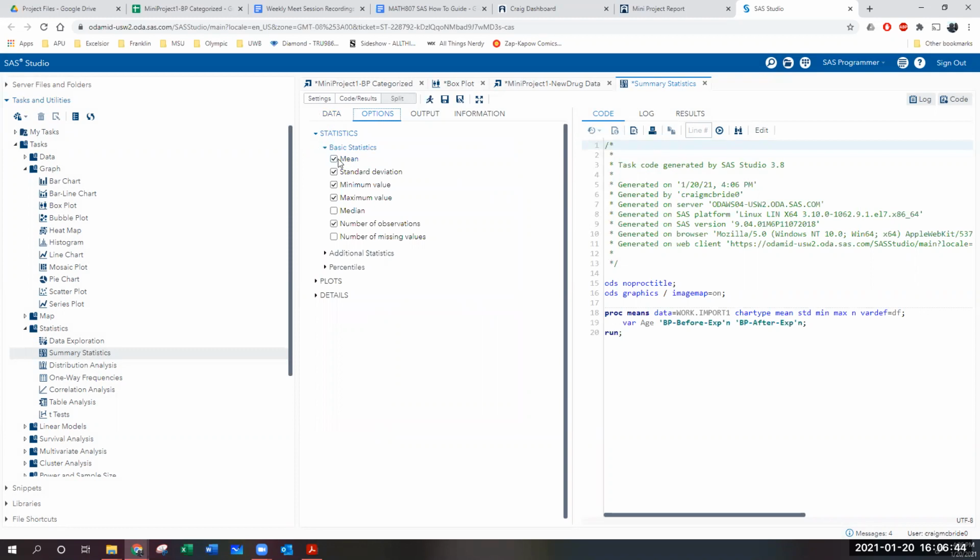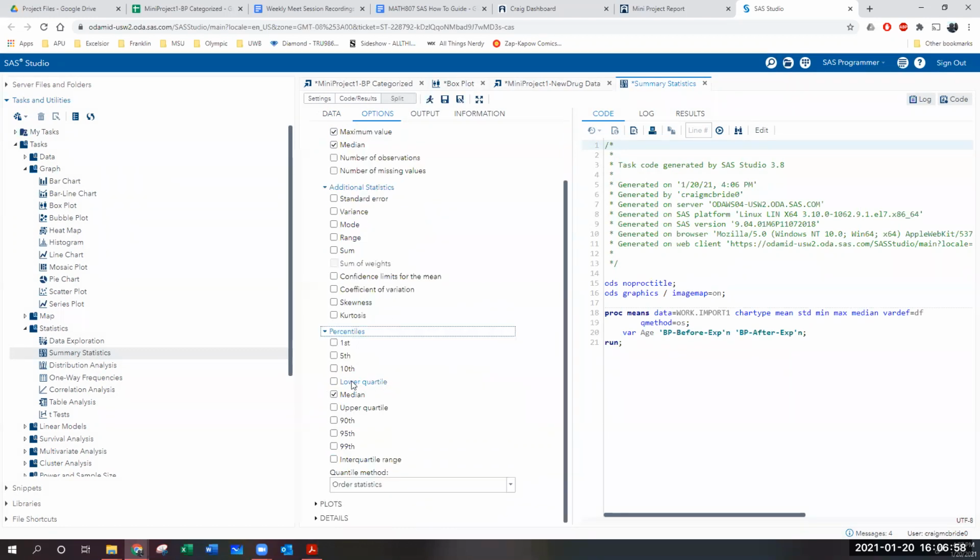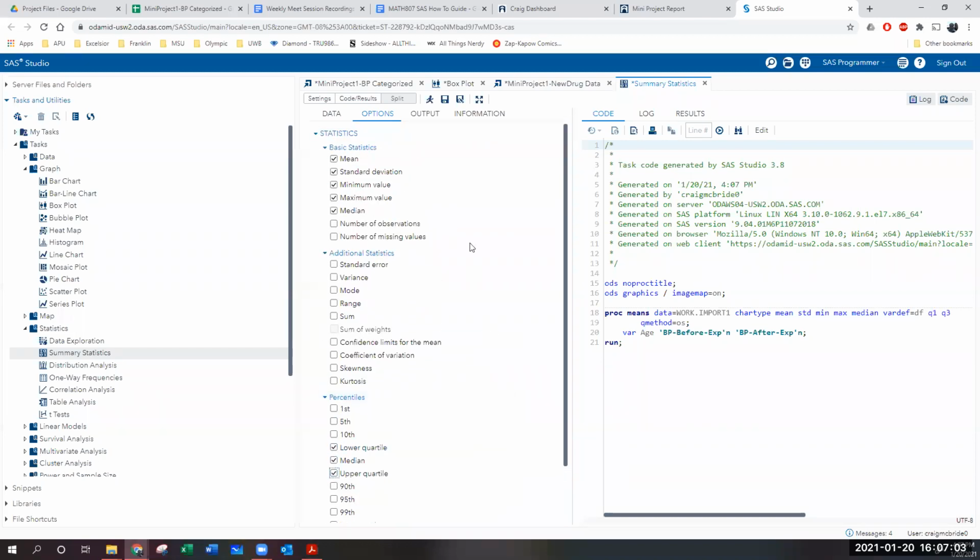Now for the options, they wanted the mean, the standard deviation, the min, the max, and the median. They didn't necessarily want number of observations, but it always gives you that anyways. And then they wanted the 2 quartiles, the lower and the upper. And that's all they wanted, right? Yeah, so this should be everything.